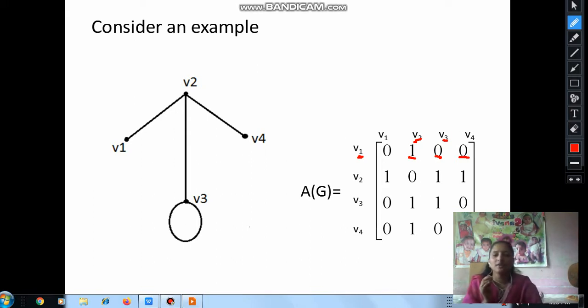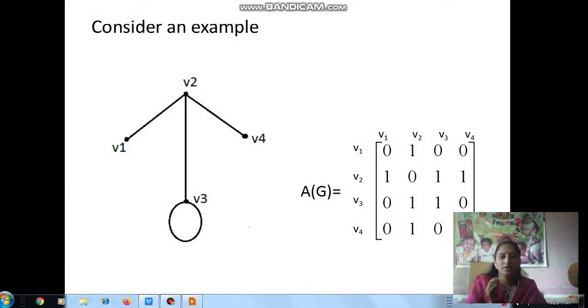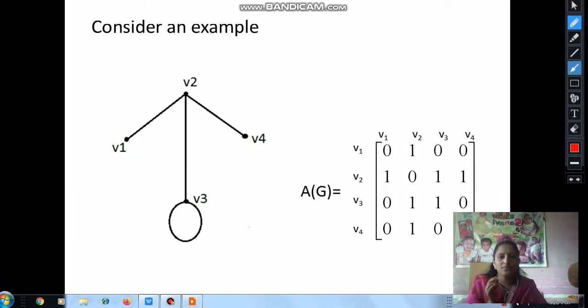Now go for V2. Now we have to check between V2 and V1. There is an edge between V2 and V1. So here we write 1. There is no edge between V2 and V2. So 0. There is an edge between V2 and V3. So we write here 1. Also there is an edge between V2 and V4. So we write here 1.